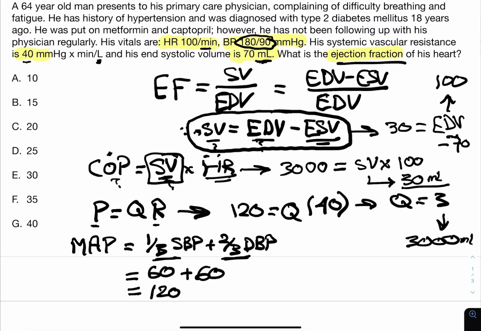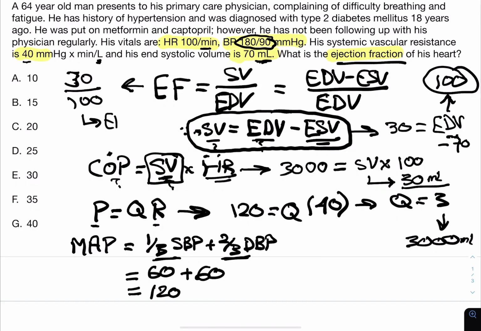So now we have all the values we need to plug into the ejection fraction formula. So going back to the first formula, the stroke volume we said is 30, and the end diastolic volume we said is 100. Okay, it's 100 here. So this makes the ejection fraction equal to 30%. And so E is the correct answer.